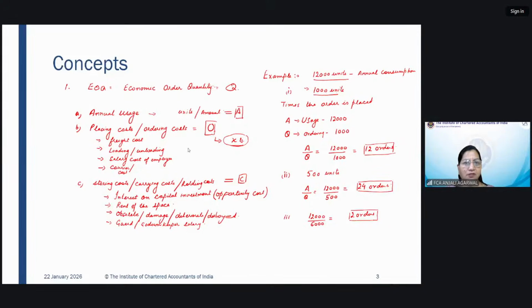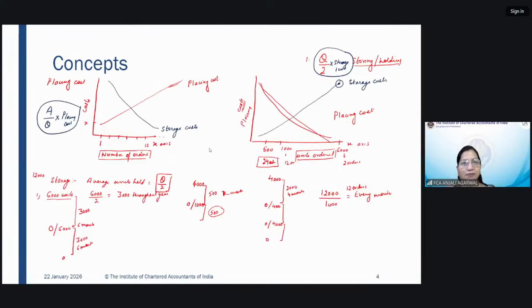placing cost and average storage cost. Placing cost means how much does it cost to get the raw material from the market, loading, unloading, ordering, cost of the salesperson, cost of the person who's placing an order, salary, etc. And storage cost is a function of interest on capital investment, rent of the space, taking care of the raw material, ensuring that it does not get damaged, destroyed, or deteriorate. But it still does. So obsolescence and all these costs are part of the storage cost.